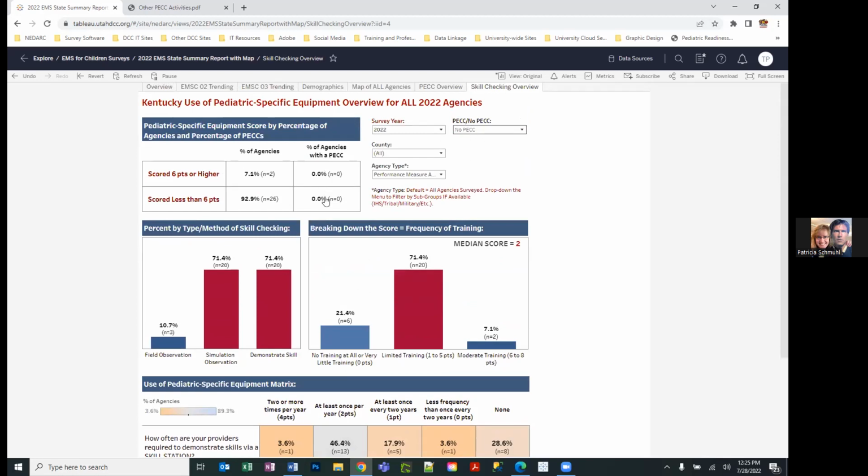Of course, this chart over here is going to say 0 because we're looking at no PEC. And there are 2 that did score 6 points, but 26 here did not. So you can really plead your case.